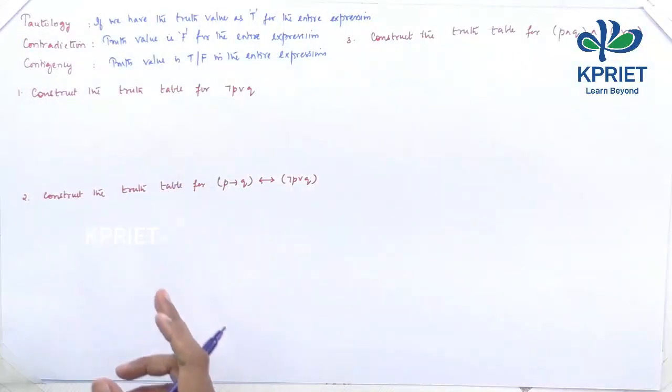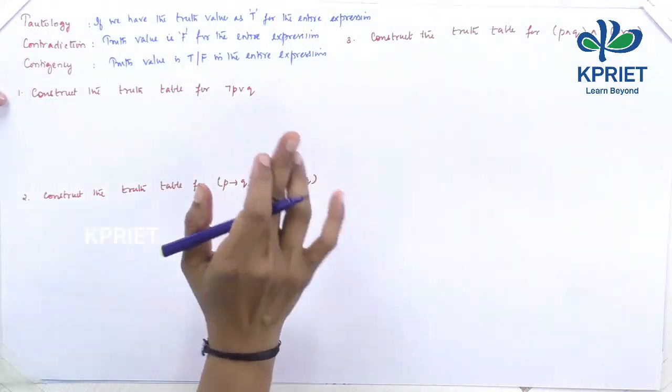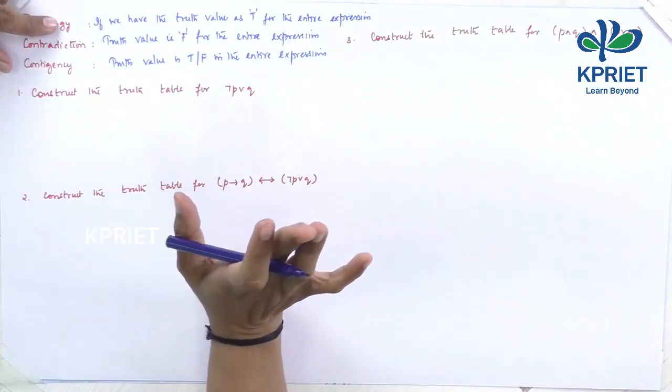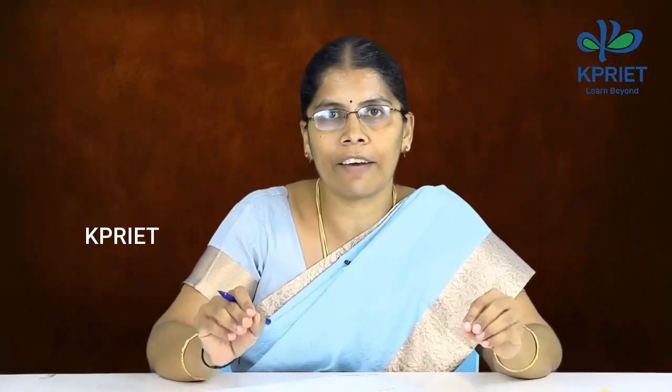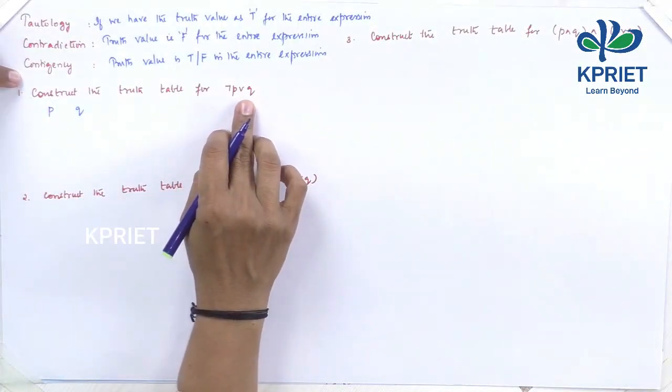So, now let us look into the examples. Construct the truth table for this statement. Whatever statement is given to us, even before we go for construction of the truth table, we will have to see how many variables are there in the statement. So, how many variables are here? There are only 2 variables. List down those variables. So, I have got P and Q. P and Q are the 2 variables I have got.